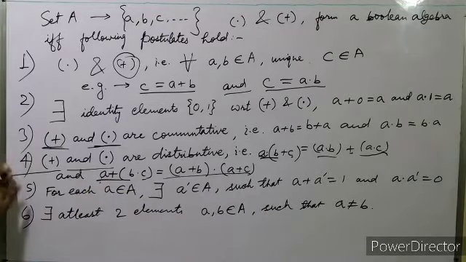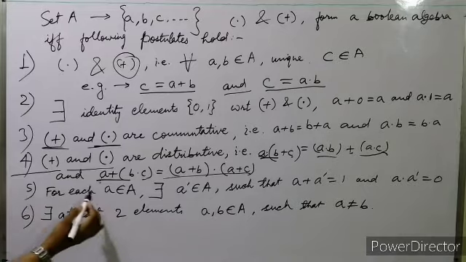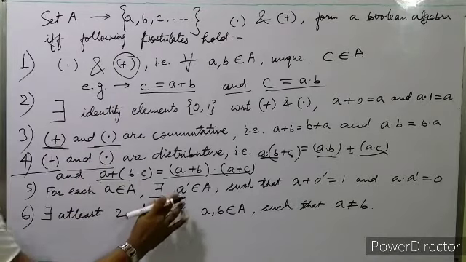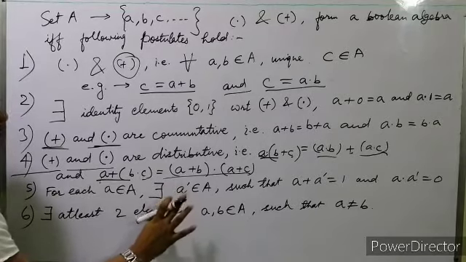So these are four postulates. Now the fifth one we'll see. For each element a belonging to set A, there exists a', that is the complement of a.